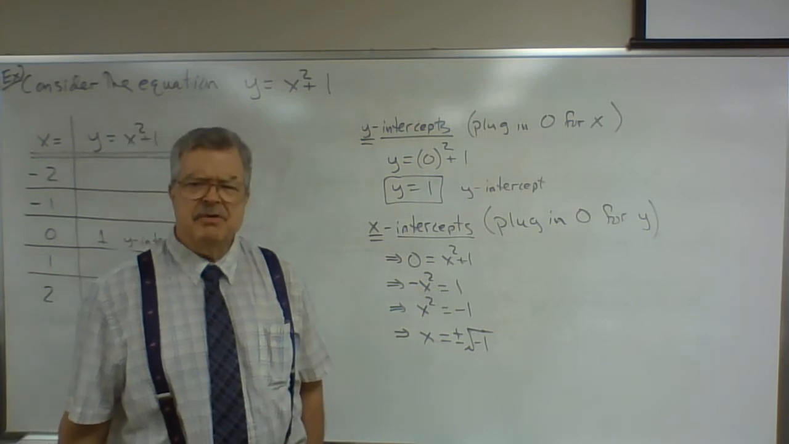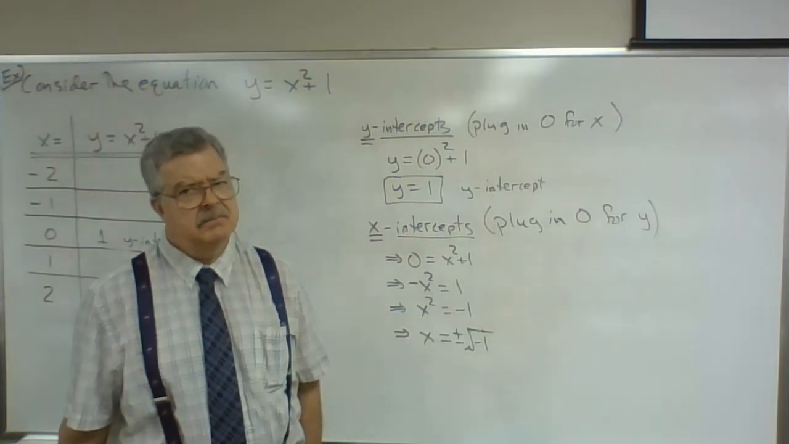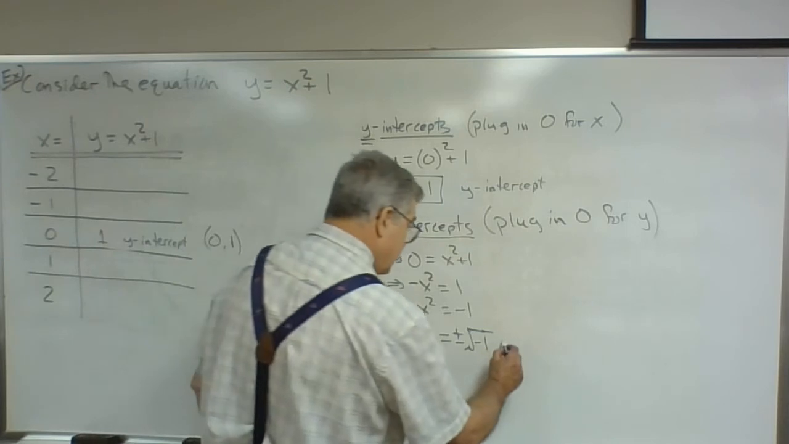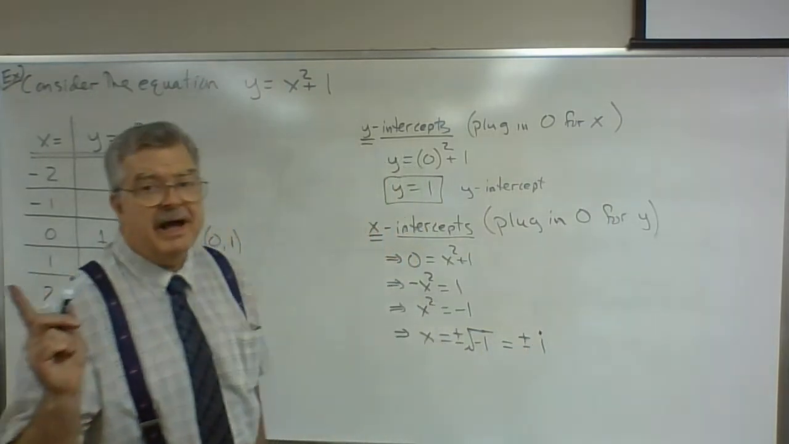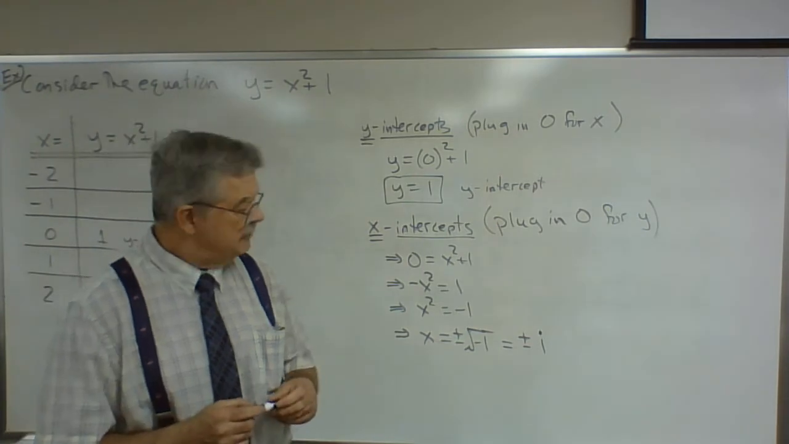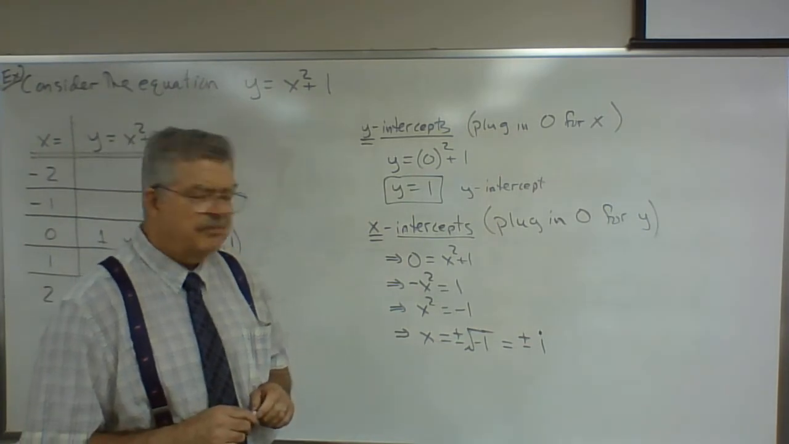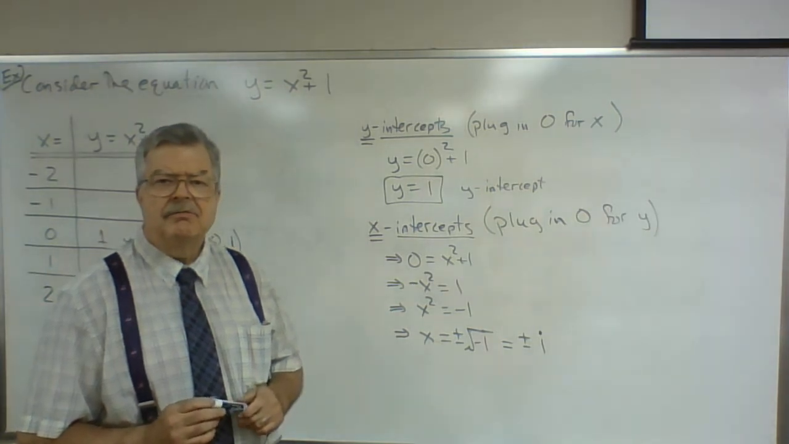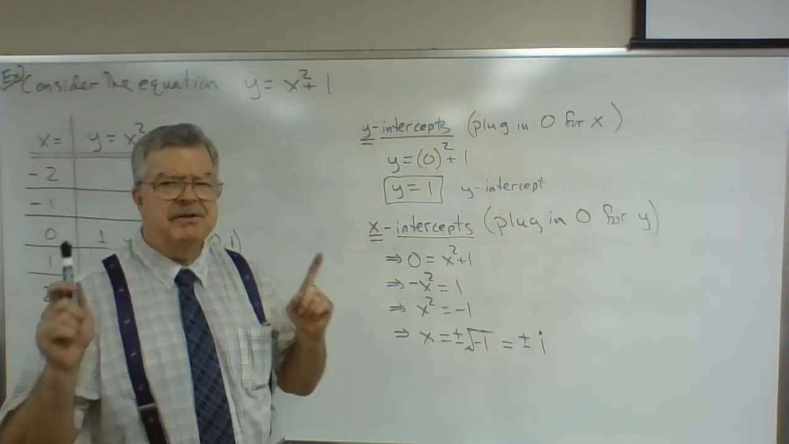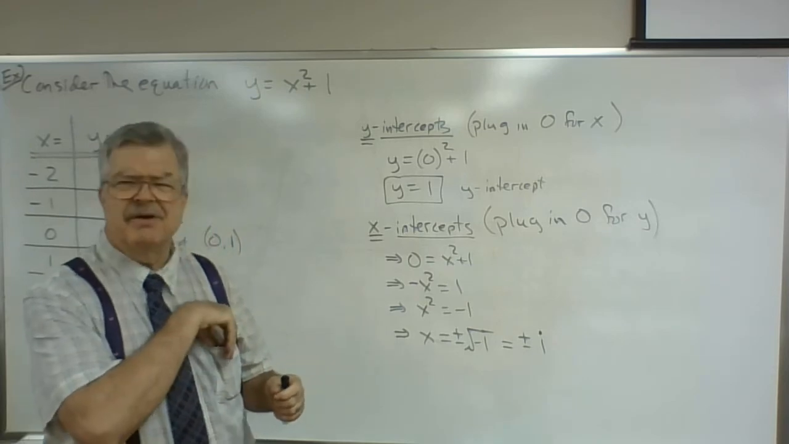The square root of negative 1, that's i, an imaginary number. It's not real. So there are no real x-intercepts. What on earth does that mean?